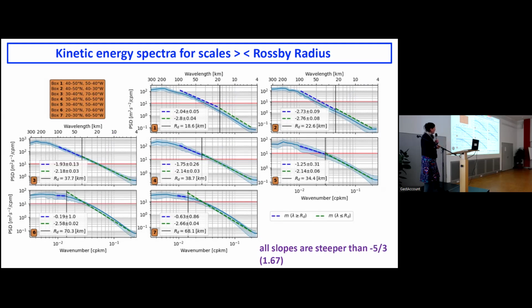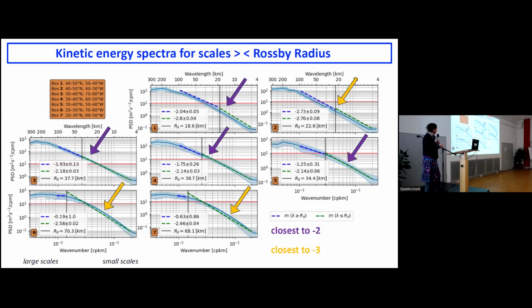Okay, so all slopes are steeper than -5/3. And the slope in the Gulf Stream boxes is actually closest to -2. And then for the scales smaller than the Rossby radius, you find it's closest to -3 for the boxes that are not in the Gulf Stream region.